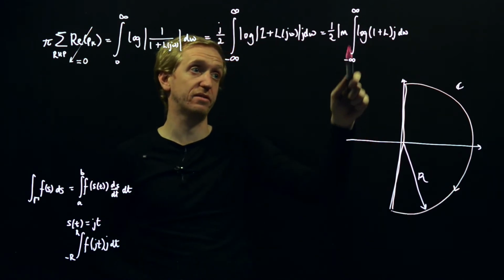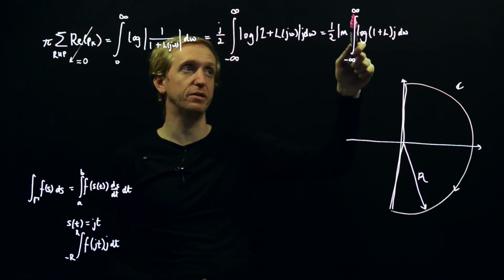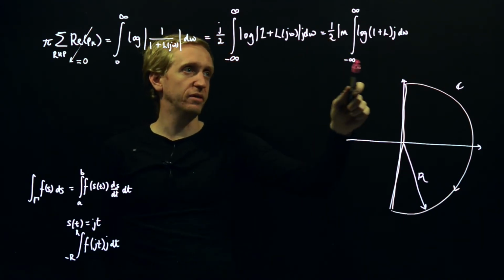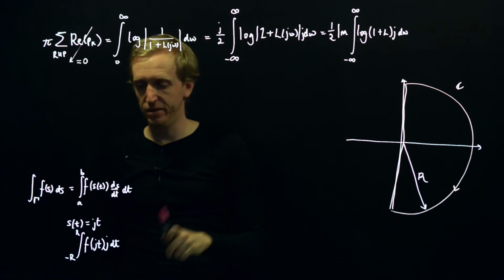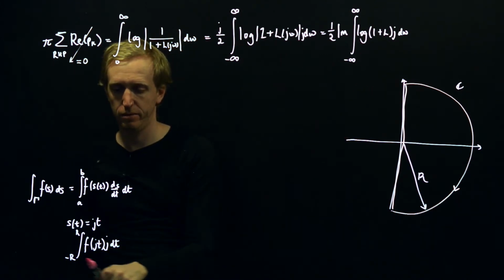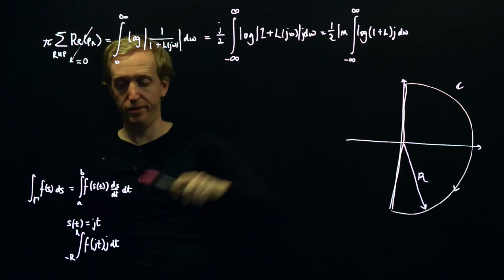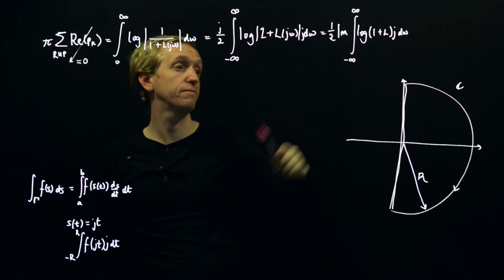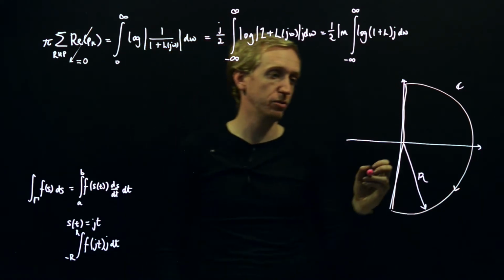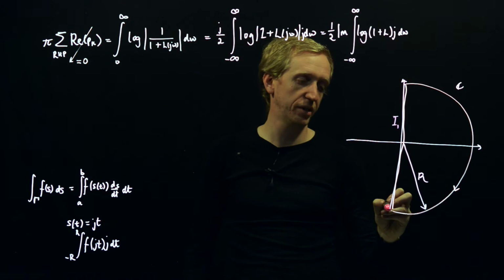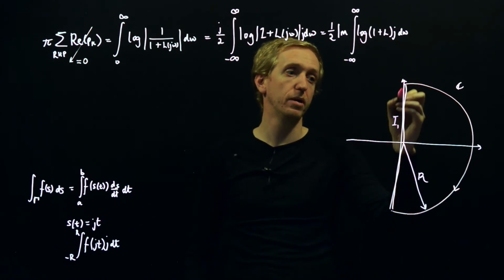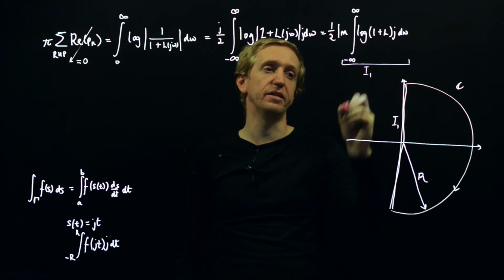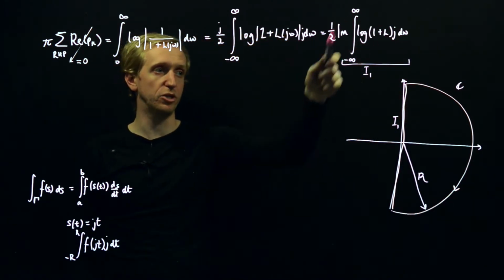Whenever you have a minus infinity and plus infinity, you're implicitly saying take the limit. So actually, this thing here is exactly this thing here, just with f of s equal to log of 1 plus L of s. So what we managed to do is, if we call this part of our contour integral I1, that's exactly what this is referring to.